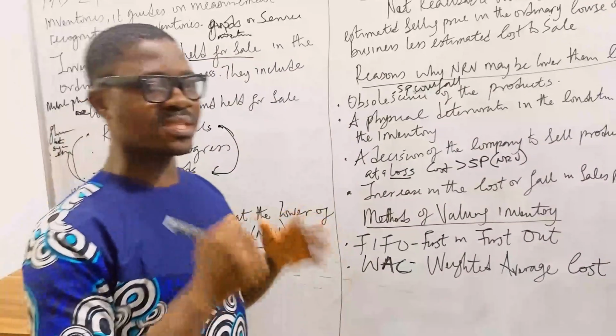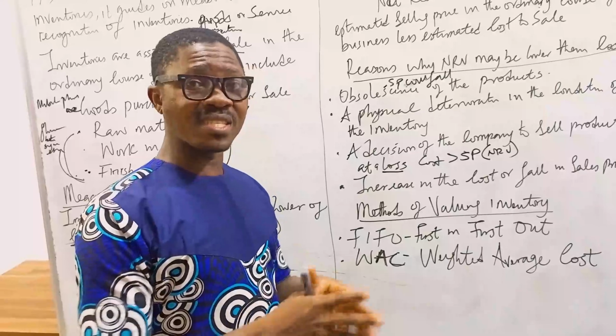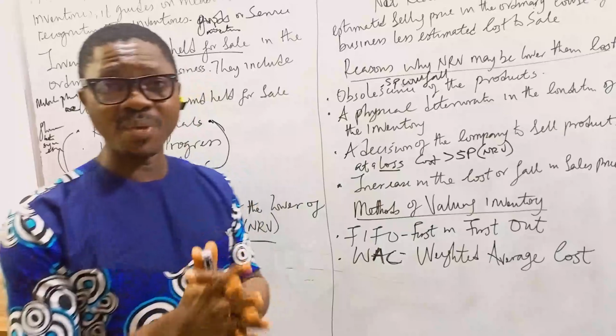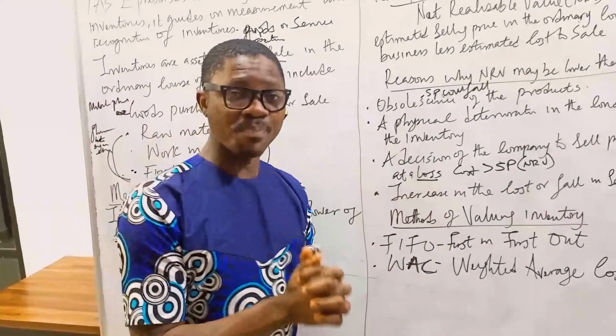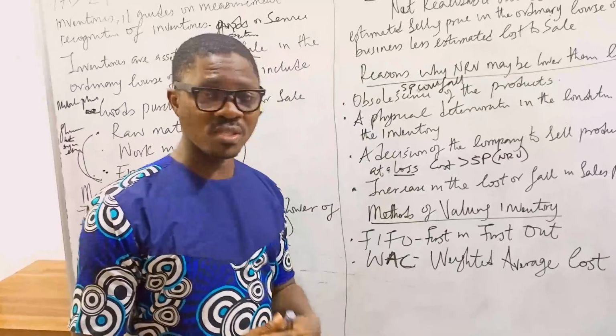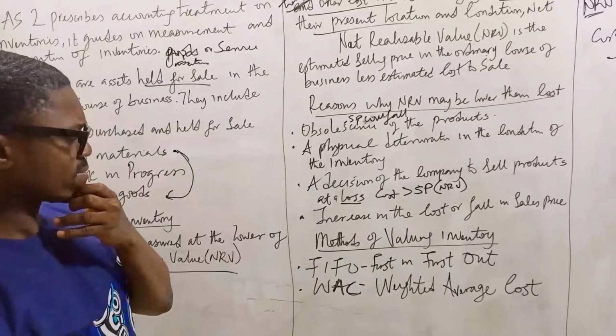And just as we said at the beginning of this, once net realizable value is less than the cost, it simply means that there is impairment. And how is impairment treated? Impairment will be expensed in the profit or loss account, just so that we get that clear.